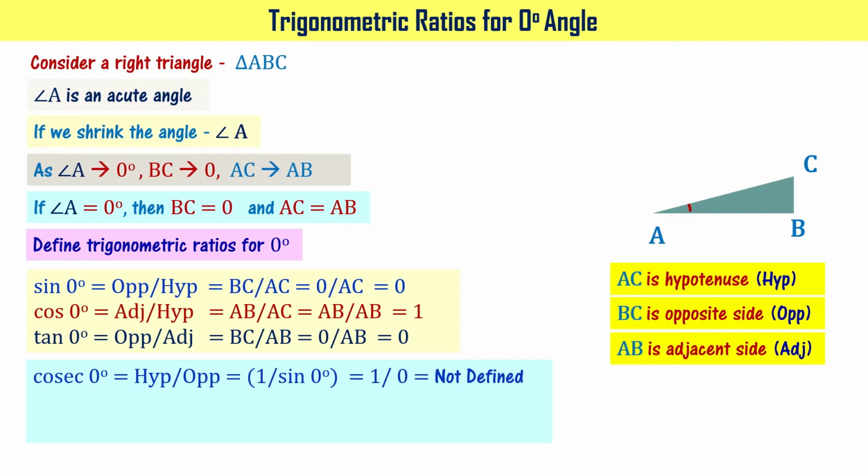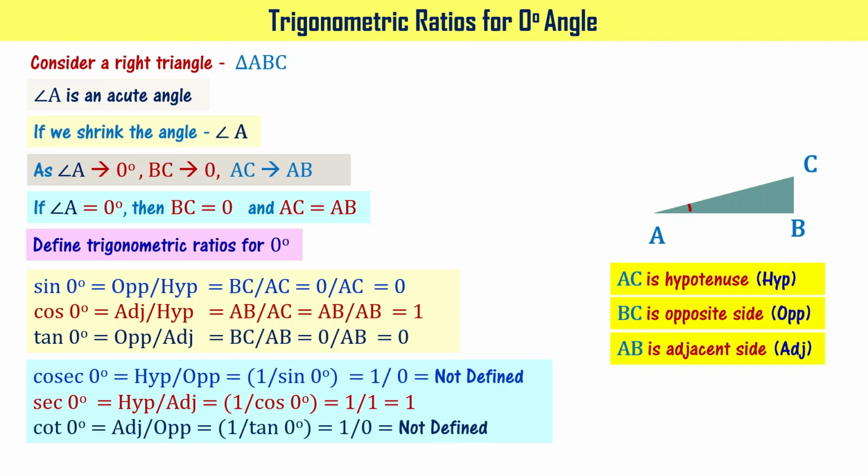And cosec 0 degrees is 1 by sin 0 degrees, that is 1 by 0. Anything by 0 is not defined, that's why cosec 0 degrees is not defined. Sec 0 degrees is 1 by cos 0 degrees, that is equal to 1. And cot 0 degrees is 1 by tan 0 degrees, that is equal to 1 by 0, hence it is not defined. Please take a note of these values.